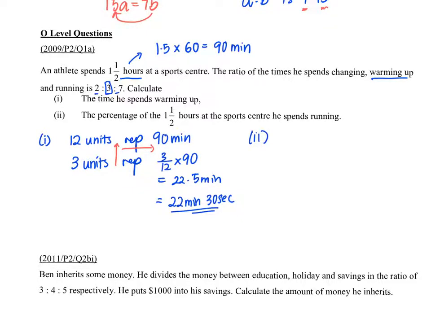The percentage of the 1.5 hours at the sports center that he spends running. So how many units does he spend running? Running is 7. So this is a total of 7 units out of a total of 12 units. In order to calculate our percentage, please make sure you write a description. So 7 units out of the total 12 units times 100%, and that gives me 58 and 1/3%.